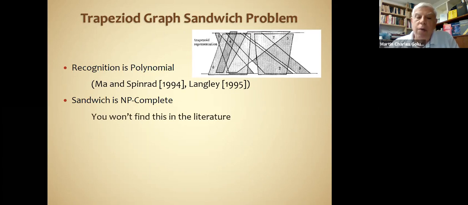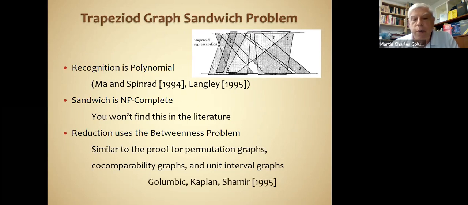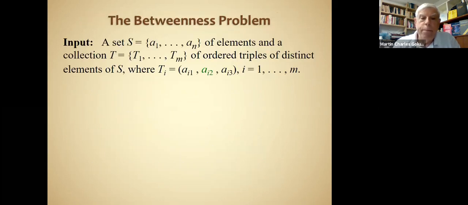Now the sandwich problem here is NP-complete, but you won't find this in the journal literature. And the reduction to show this uses the betweenness problem. And it's similar to the proof for NP-completeness of sandwich for permutation, for co-comparability, and for unit interval graphs that we showed in our original paper.